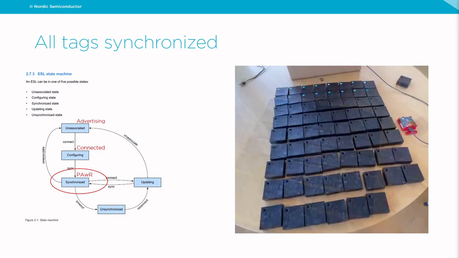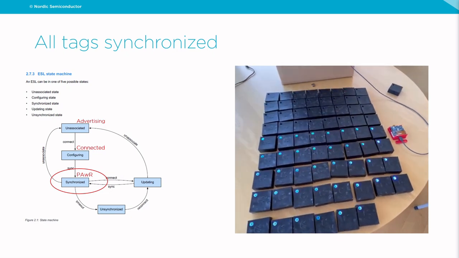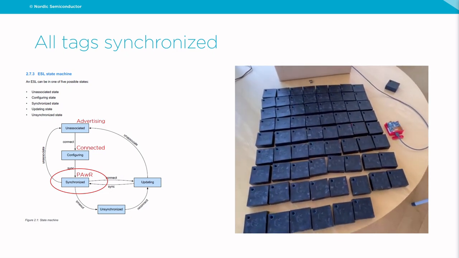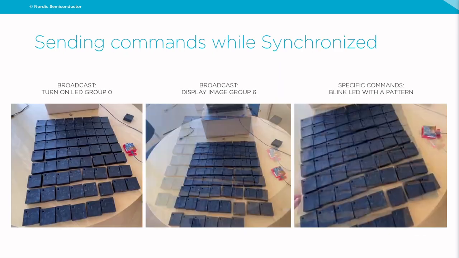In this case, we have arranged the tags so that the first row on the top is group number 0. The second row from the top is group number 1, and so on. You can see the nice LED pattern reflecting the sync packets coming from the access point in periodic advertising with responses and reflecting the divisions in groups. All tags are synchronized.